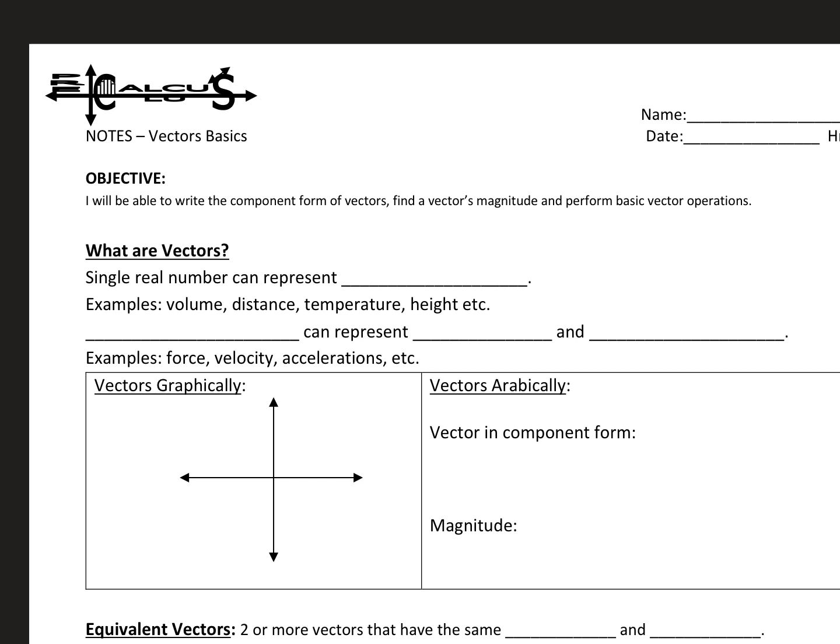Well, it helps to compare it to the ways that we use numbers and vectors. So a single real number can represent magnitude. Some common examples of this are volume, distance, temperature, height. Almost everything that we have worked with this year is represented by a single number that's representing a magnitude. However, sometimes you're going to need to represent more than just the magnitude, and that's where vectors come in.